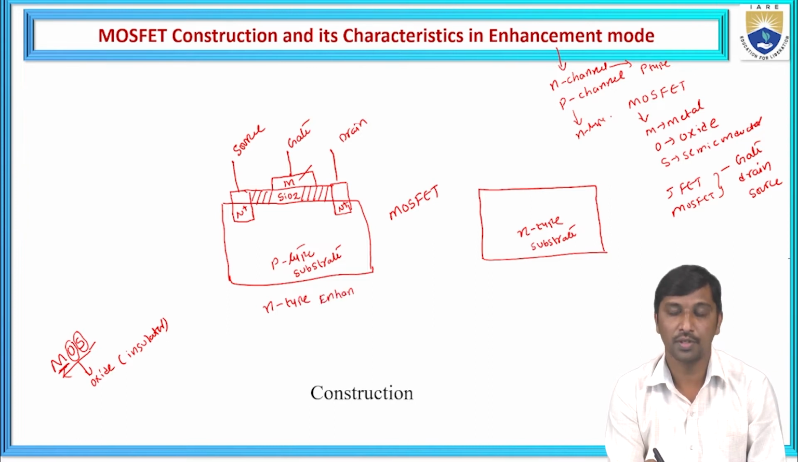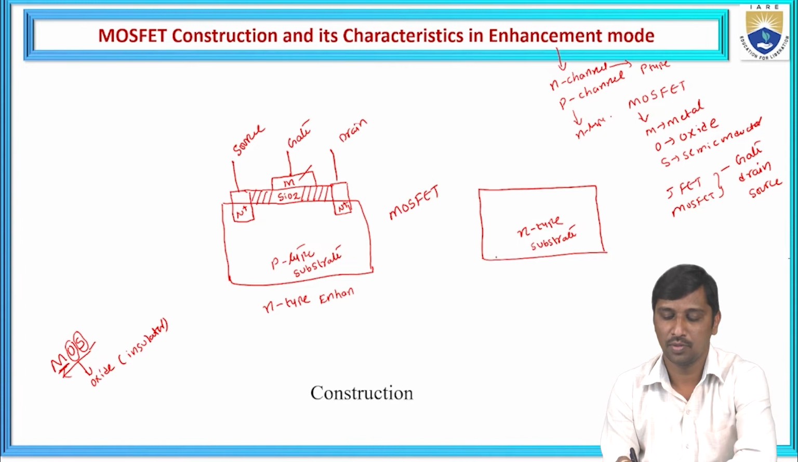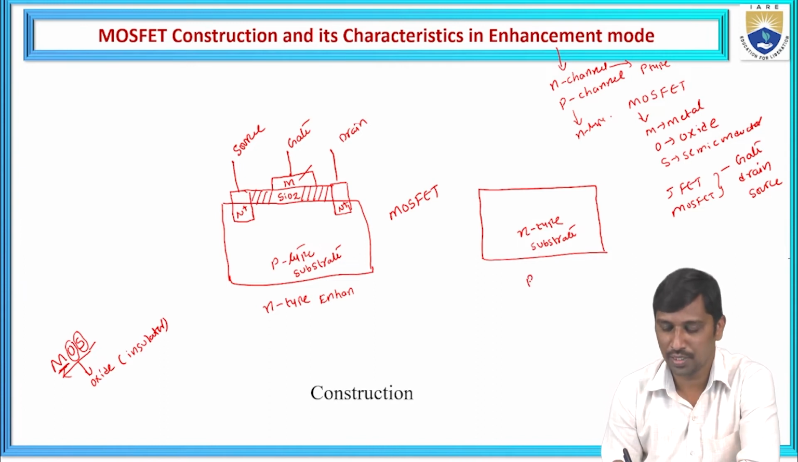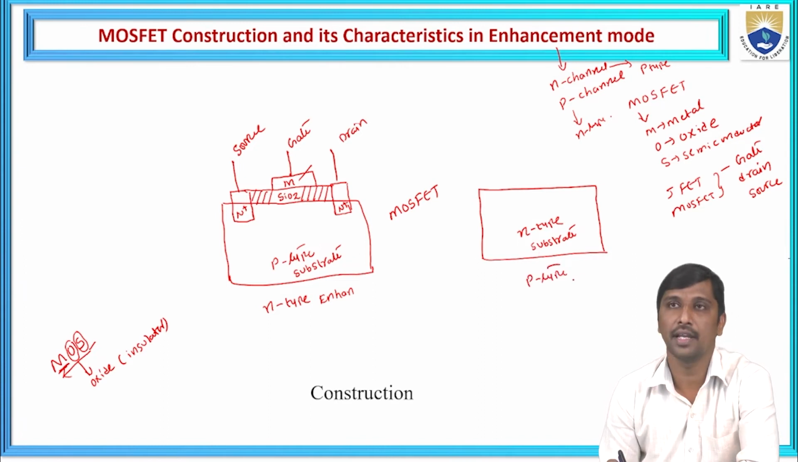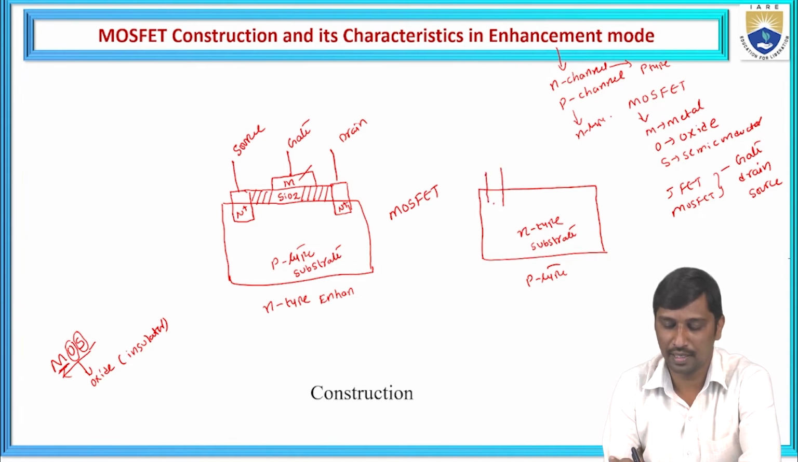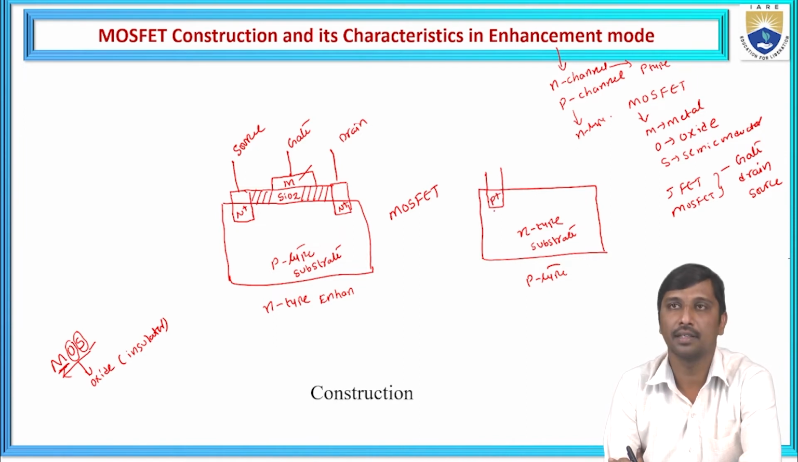enhancement mode MOSFET. Suppose if you want to construct this P type enhancement MOSFET, we take as the semiconductor or substrate an N type substrate. On the top we need to diffuse a heavily doped opposite material, and that is represented as P plus.